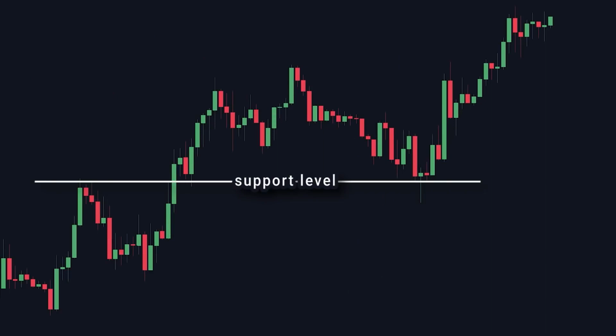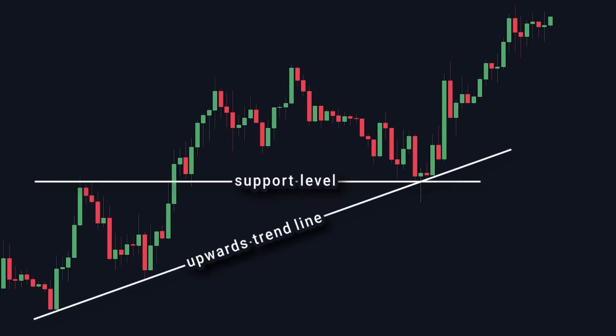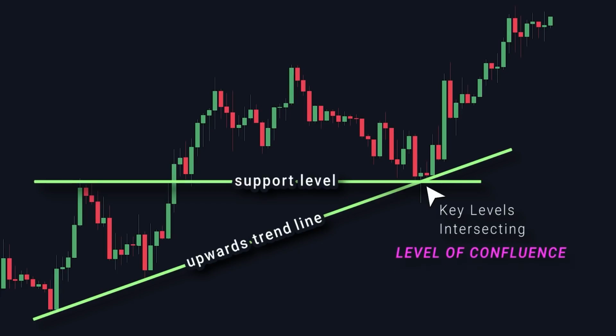Next, if you look closely, we can actually spot another key level down here, an upwards trend line, as price also rejected this level multiple times in the past. Which means, we now have a point where two key levels intersect each other. First is the resistance level that turned support, and second is the upwards trend line. This point is what's called a level of confluence.